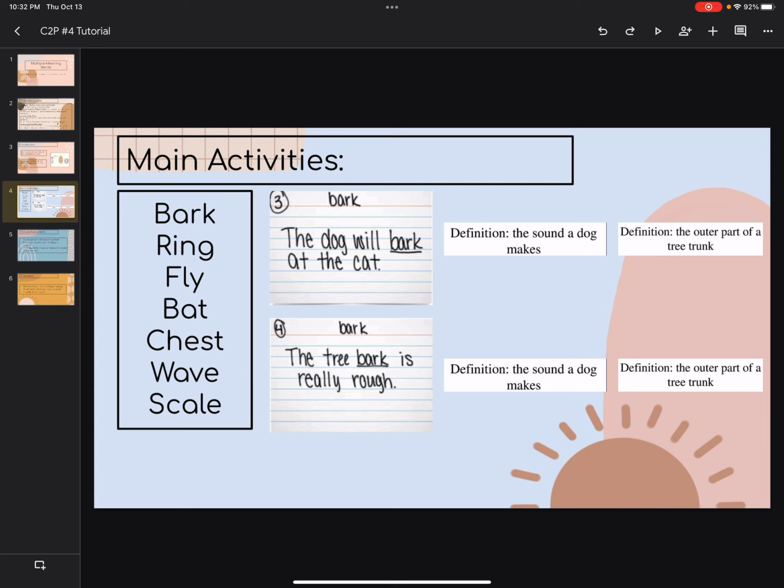The first one says, the dog will bark at the cat. The second one, the tree bark is really rough. So they come up with their own sentences. Those are just ones I came up with. And then off to the side would be an example of what the recording sheet would look like. On number 3, they would circle whichever definition they think bark means on the note card, if it's the sound a dog makes or the outer part of the tree trunk.